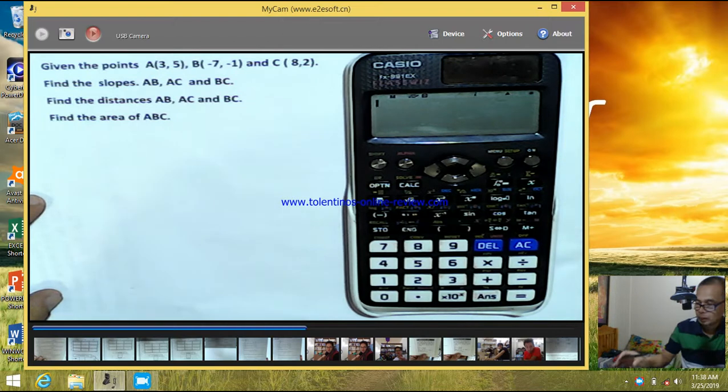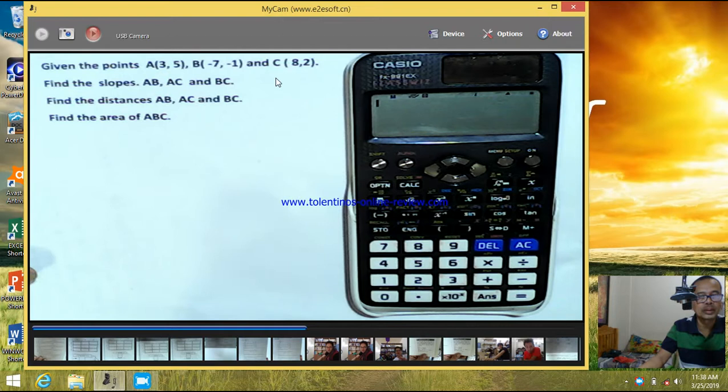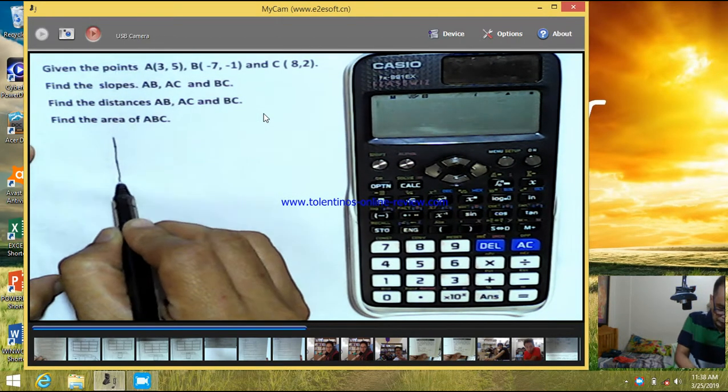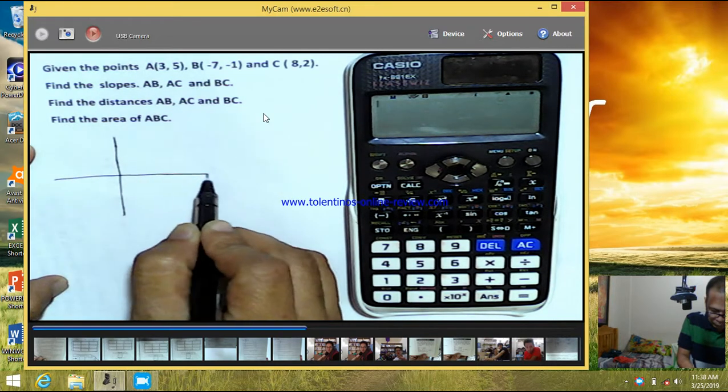Now, here, given the points A (3, 5), B (-7, -1), and C (8, 2). Find the slopes of AB, AC, and BC, the distances AB, AC, and BC, and find the area of ABC. Now let us have a sketch of the problem.